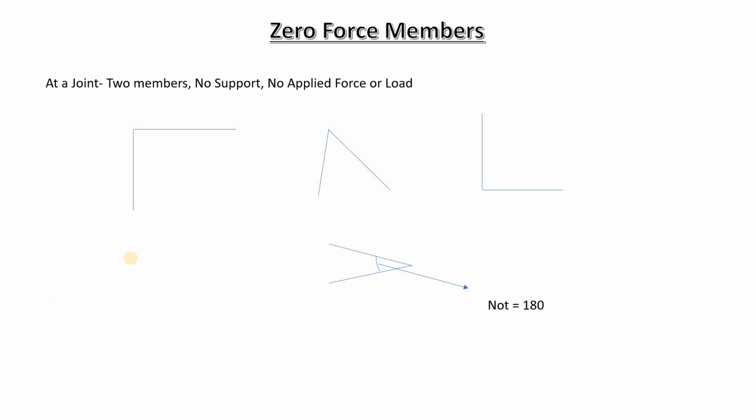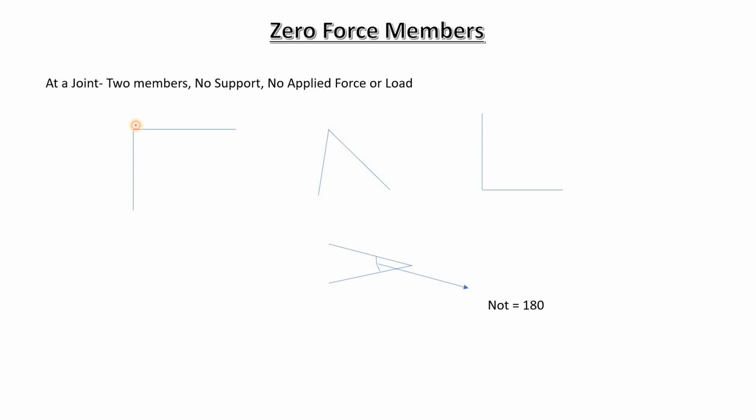Okay, before we move on, let's just take a look at the zero force members, when a member is considered a zero force member. I'm not going to go into extensive detail of this. I'm just going to share a few points so that for our next example we can be ready. The first point is at a joint, if there are two members and no support and no applied force, then both of those members are zero force members.